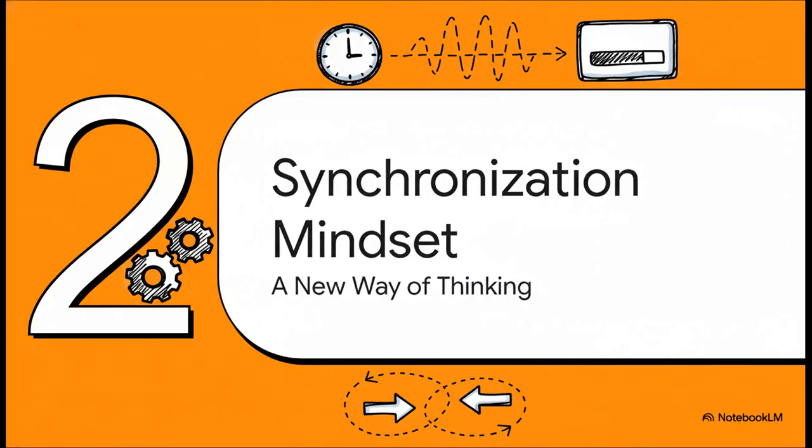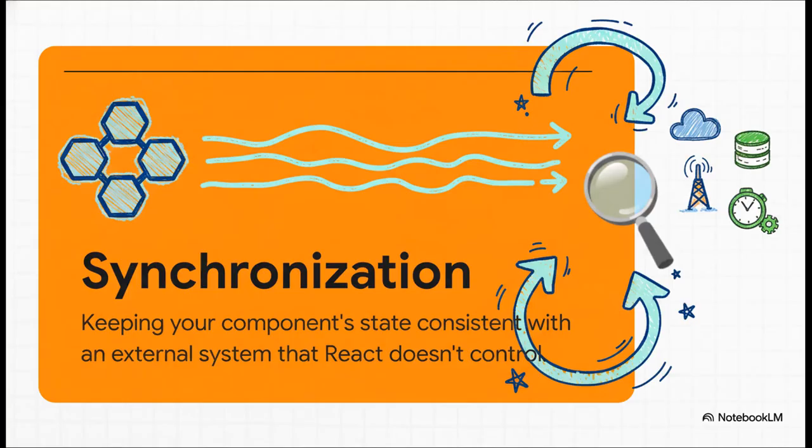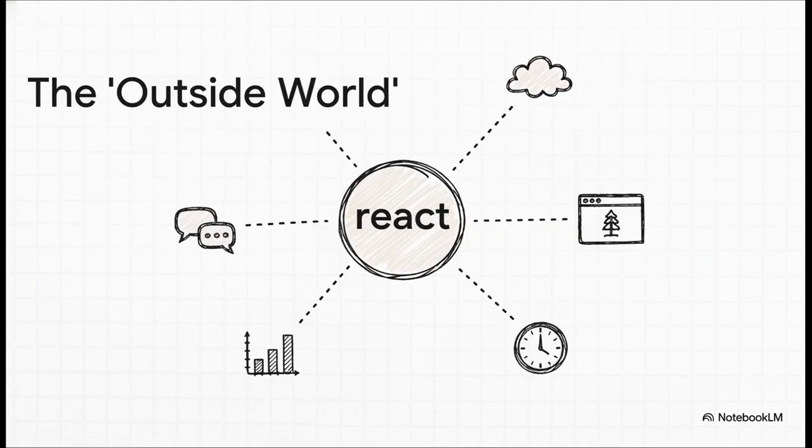Okay, so let's really dive into that. What does it actually mean to adopt this synchronization mindset? What are we even talking about? It's actually pretty simple. Synchronization is just the process of keeping your component's world, all its state and props, in step with some system that lives outside of React's control. And what is this outside world? Well, it's anything React doesn't manage on its own.